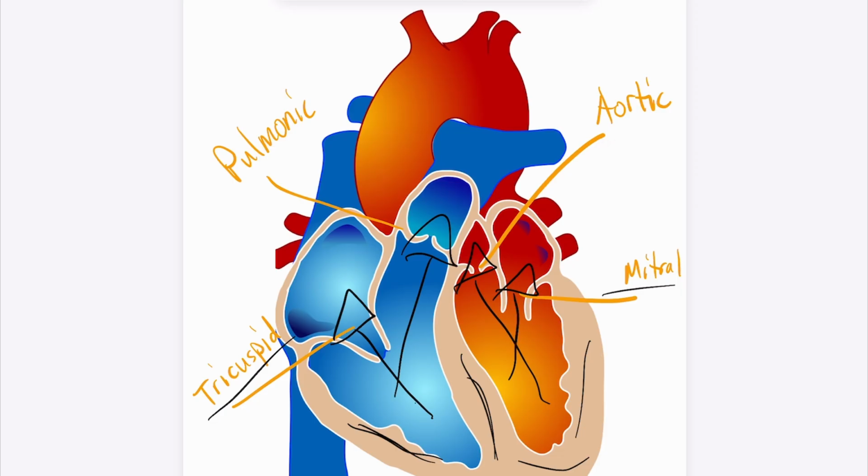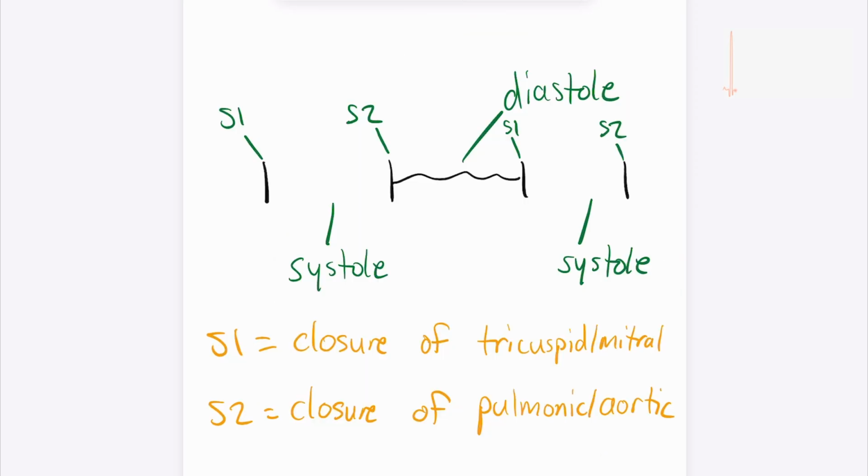So stenosis is when it's going in a forward motion. It's going through a valve it's supposed to be going through, but the valve is too narrow. Regurgitation, on the other hand, is when it's going through a valve it should not be going through. The valve should be closed, but for some reason it's leaky, and so what you get is regurgitation. So diastolic murmurs happen after S2 and before S1. This is when the ventricles are filling.